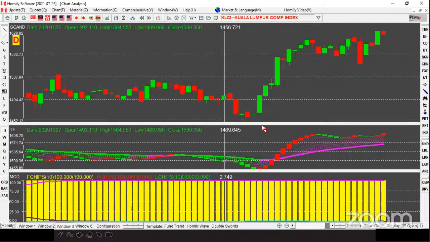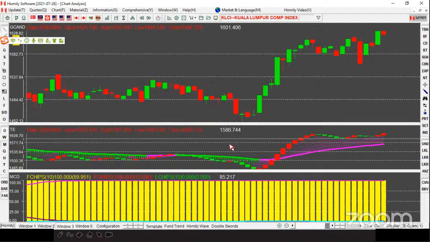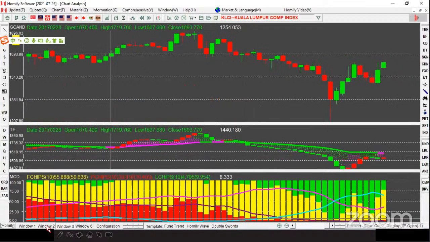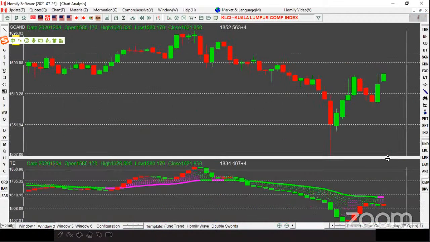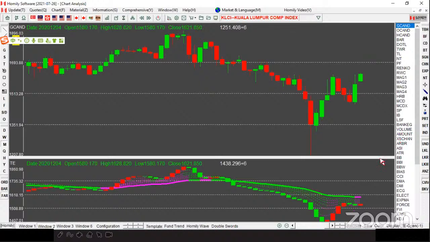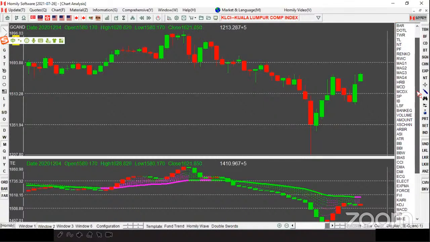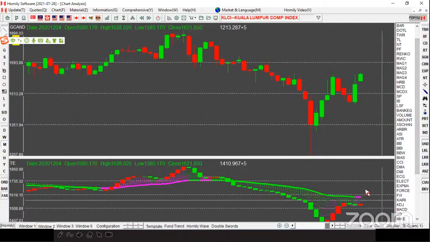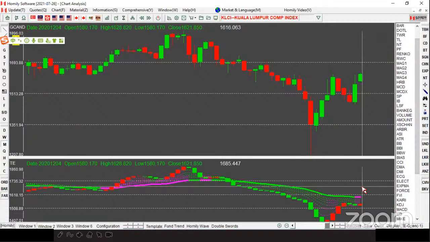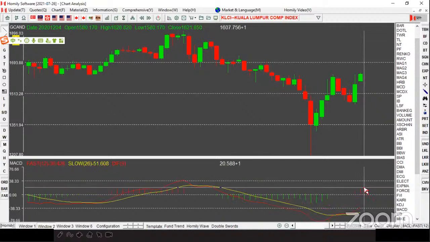Okay, so let's see KLCI on the monthly chart. And just now we said we need to use MACD to judge, right? So just use MACD. Where is it? Okay, never mind, I just type in MACD. Yeah, over here.